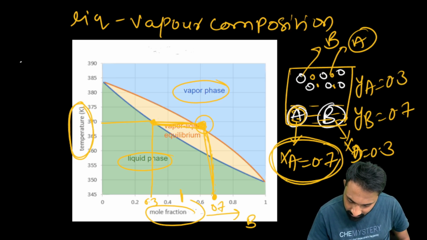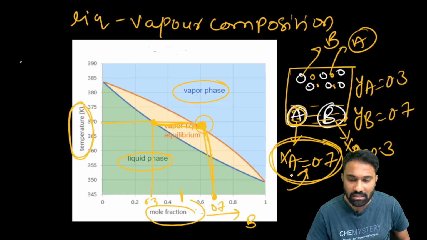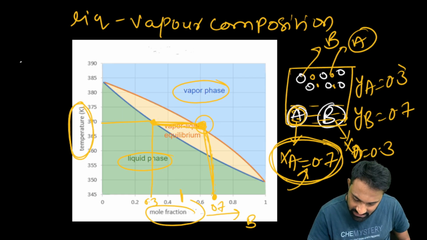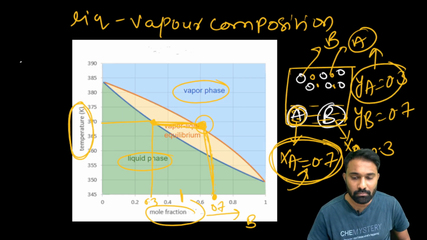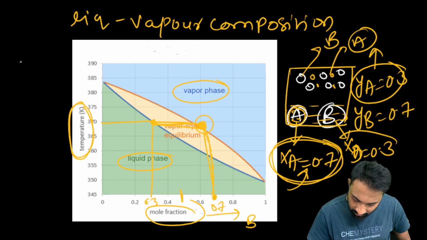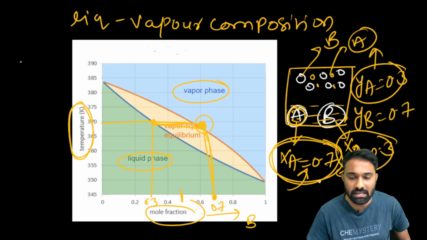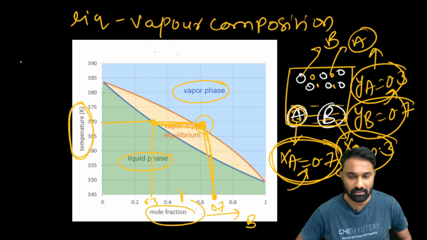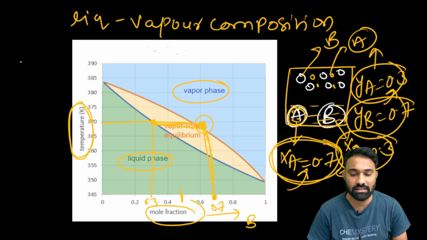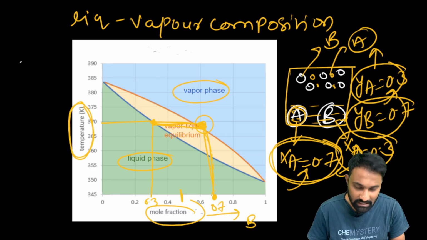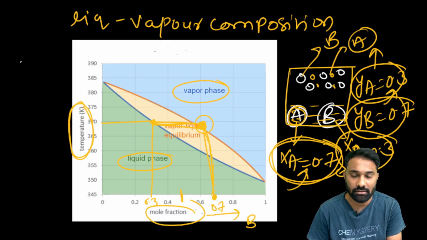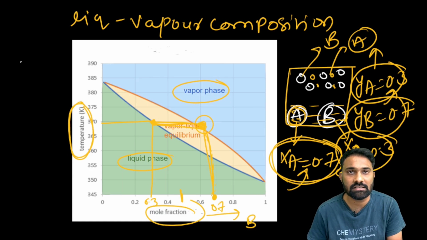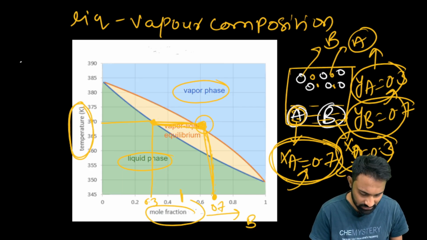If in the liquid phase the mole fraction of A is high, in the gaseous phase the mole fraction of A will be less. In the liquid phase the mole fraction of B is less, and in the vapor phase the mole fraction of B will be high. This is what the composition curves are saying. In the liquid phase A is high, in the gaseous phase it is less. In the liquid phase B is less, in the gaseous phase it is high. That is only the graphs.